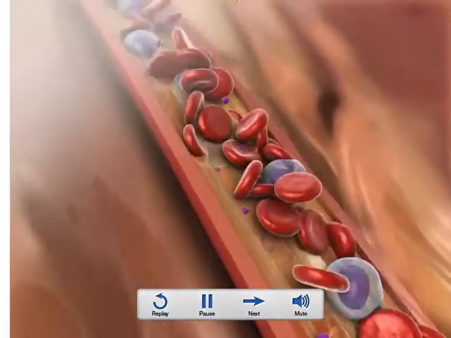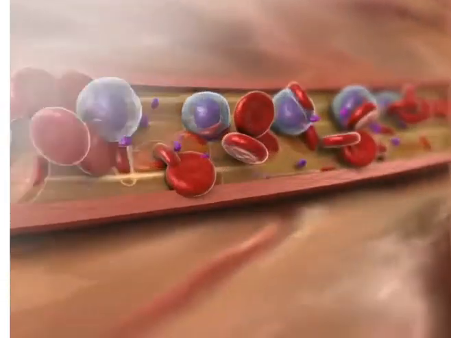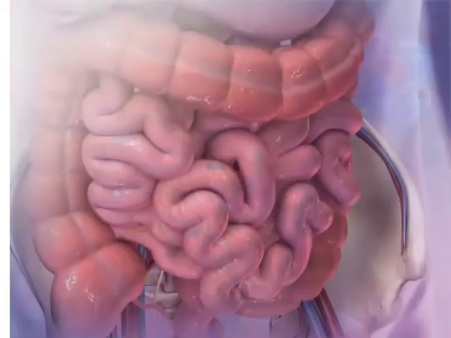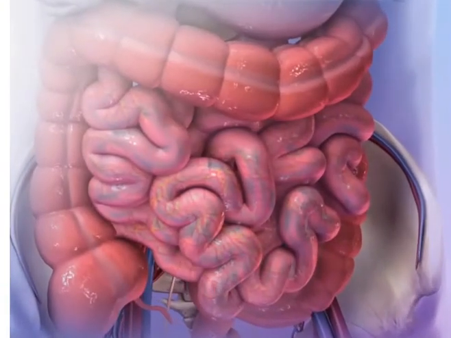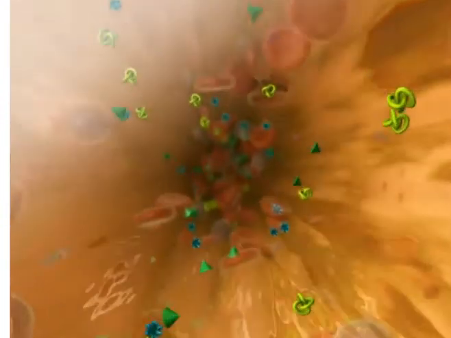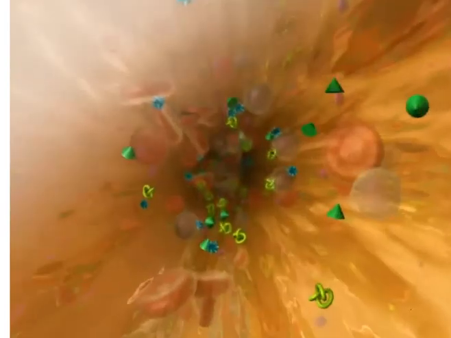The largest component of blood is plasma, a yellowish liquid that is 90% water. Plasma carries suspended blood cells and other substances. Nutrients that pass from the digestive system into the body are transported in the blood plasma. These nutrients include glucose, amino acids, vitamins, minerals, and fatty acids.